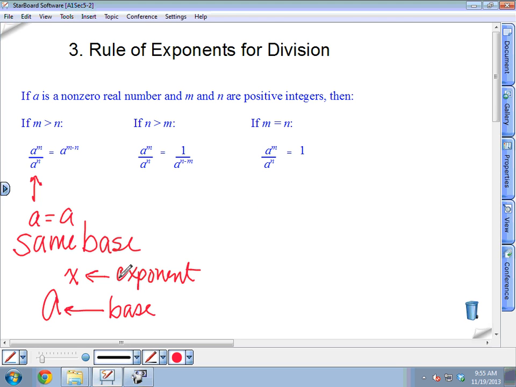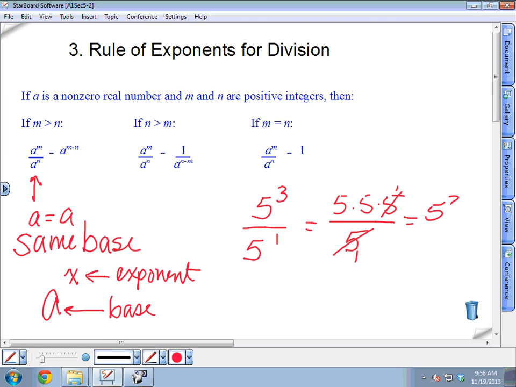So let's say I have 5 to the 3rd over 5 to the 1st. Let's take a look at what this really is. This is 5 times 5 times 5, isn't it? And this is just 5. Well, by my previous rules, I can cancel this out into here, right? So I really end up with 5 squared. Well, what's this 2 equal to but 3 minus 1?